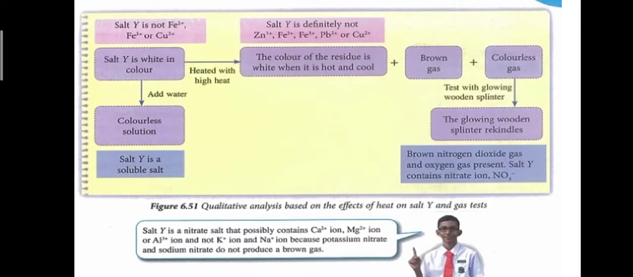Okay? Another example, we have salt Y, white in color. Add water, colorless solution. So when it is a colorless solution with no precipitate, this salt Y is a soluble salt. Okay, soluble salt. White in color, so salt Y is not iron 2 plus, iron 3 plus, or copper 2 plus, because those are coloured, right?